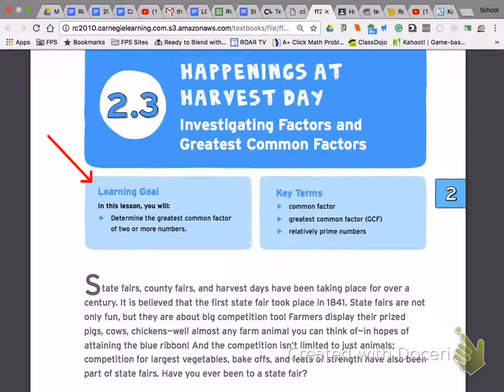Hi class, in lesson 2.3 you will be investigating factors and greatest common factors. Learning targets for today, you will determine the greatest common factor of two or more numbers. Key terms to look for in lesson 2.3: common factor, greatest common factor, abbreviated GCF, and relatively prime numbers.